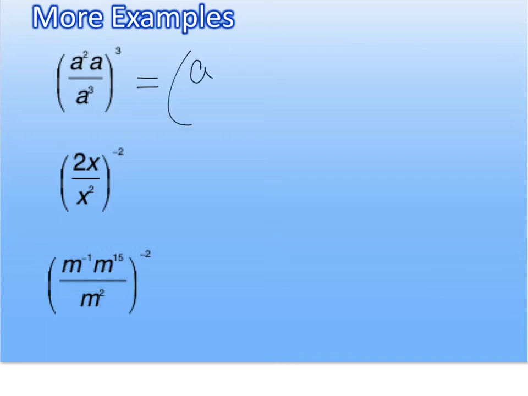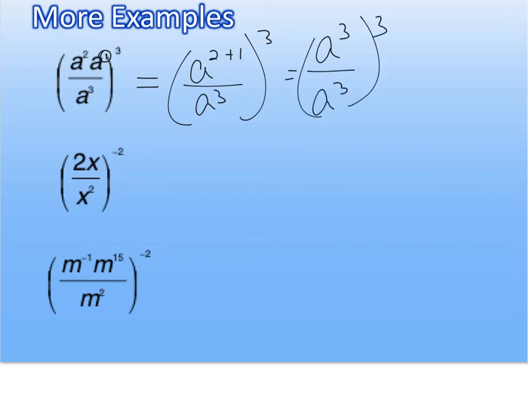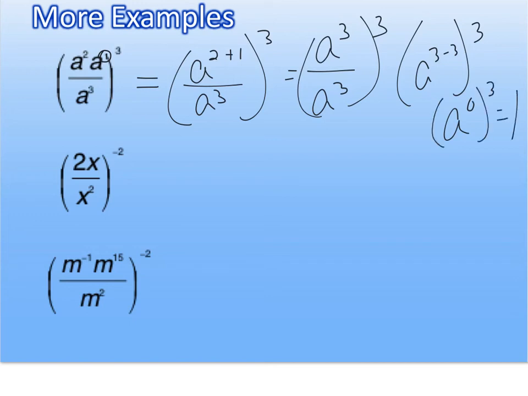So in the numerator, we have a squared plus 1 because this is a 1 right here, over a cubed. All of that's still cubed. So we have a to the third power over a to the third power raised to the third. Well, what's anything divided by itself? Well, of course, it's 1. So a to the 3 minus 3 would become a to the 0. So a to the 0 raised to the third power would become 1 raised to the third power, which is 1.